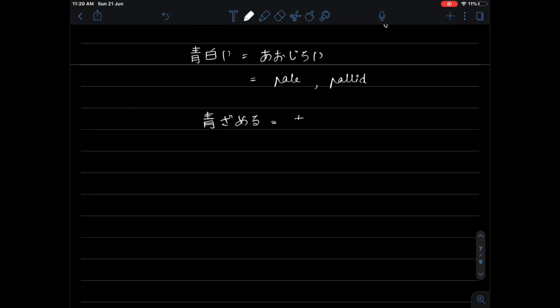Okay, this will be read as Aozameru. Aozameru, which means become pale. Aozameru, become pale. Okay, I think we're done. Yeah, this is 130, so we are done with the kanjis for today.